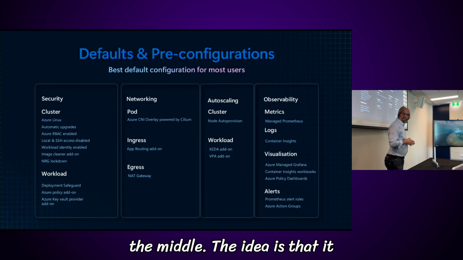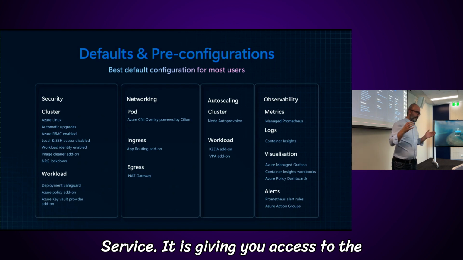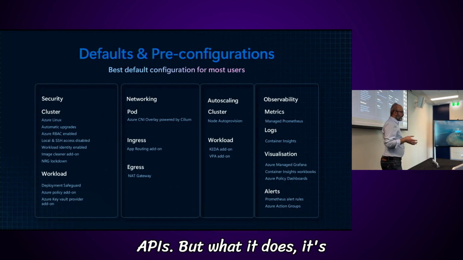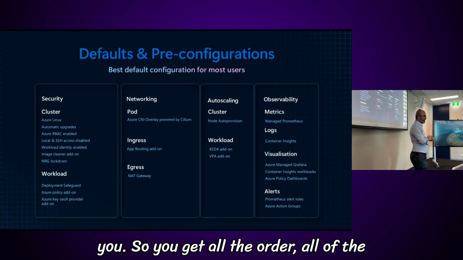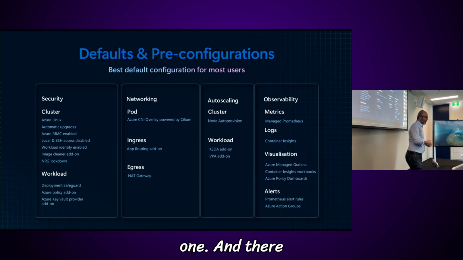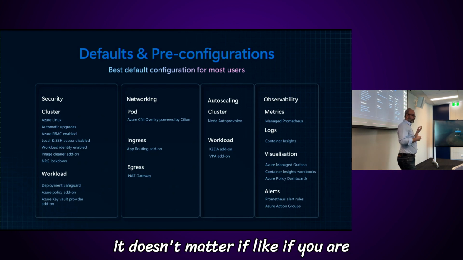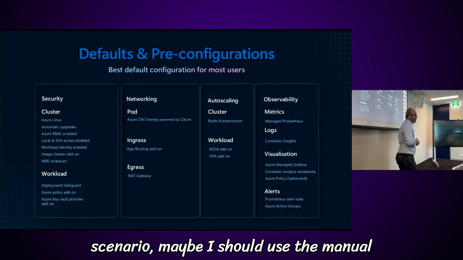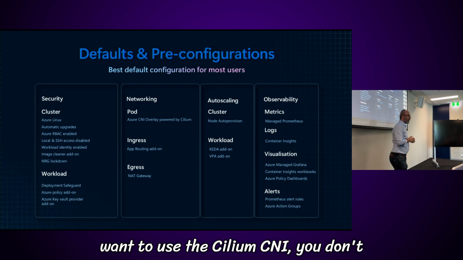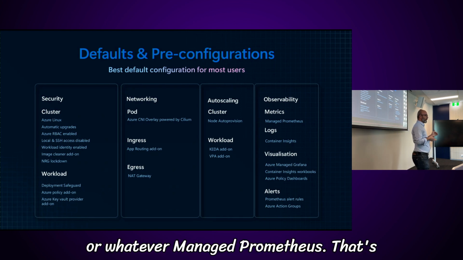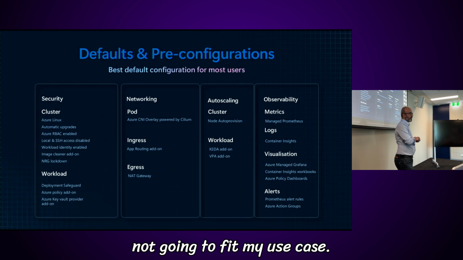The idea is that it is still the power of Azure Kubernetes Service. It is giving you access to the APIs, but what it does is take the manual work from you. So you get all of the configuration, all of the add-ons from day one. And there is no difference in complexity. So it doesn't matter if you are saying, oh, for a more complex scenario, maybe I should use the manual one. Unless you don't want to use what comes in the Automatic, like you don't want to use the Cilium CNI, or you don't want to use, for example, managed Grafana or managed Prometheus, that's when you'd say, okay, the Automatic is not going to fit my use case.